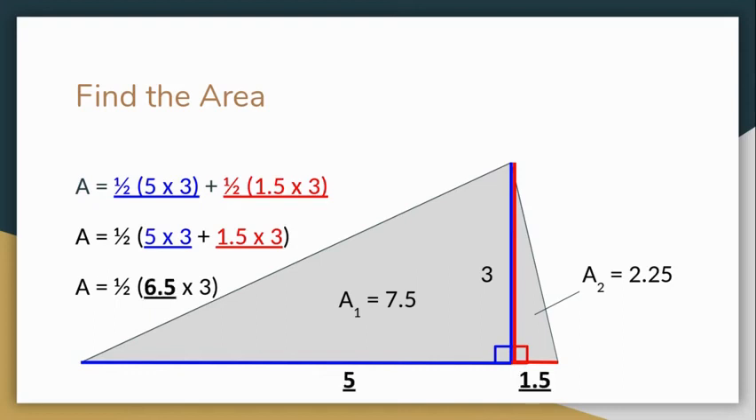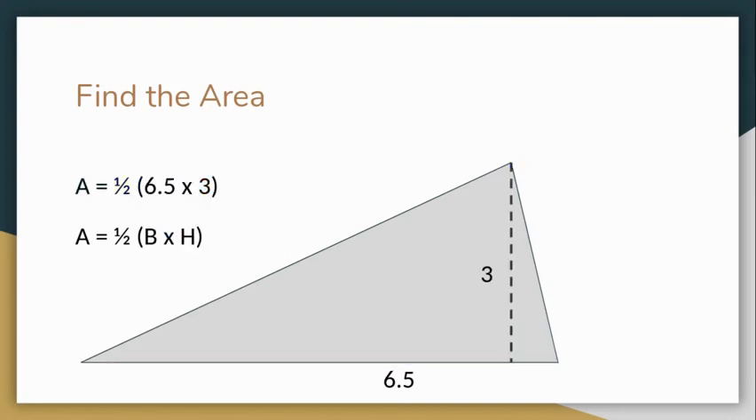Notice that we derived 6 5/10 from the total base of the acute triangle, adding 5 and 1 5/10 together. You may also see that our 3 comes from the height of the acute triangle. This was the same height as both of our right triangles. This means that to find the area for our acute triangle, we can use the formula 1/2 times base times height, the same formula we use for right triangles.